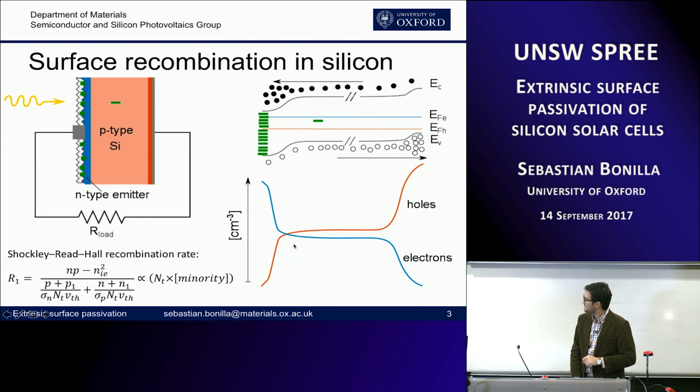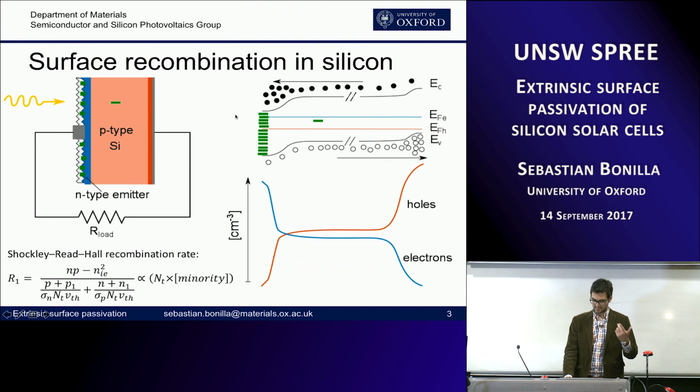Here schematically we have the concentrations of holes and electrons as a function of distance in that solar cell, and we have a term that describes what the recombination looks like in that solar cell as a function of how many defects we have. So if now we focus on the surface of that cell, here we have a semi-continuum of states by which an electron-hole pair can recombine.